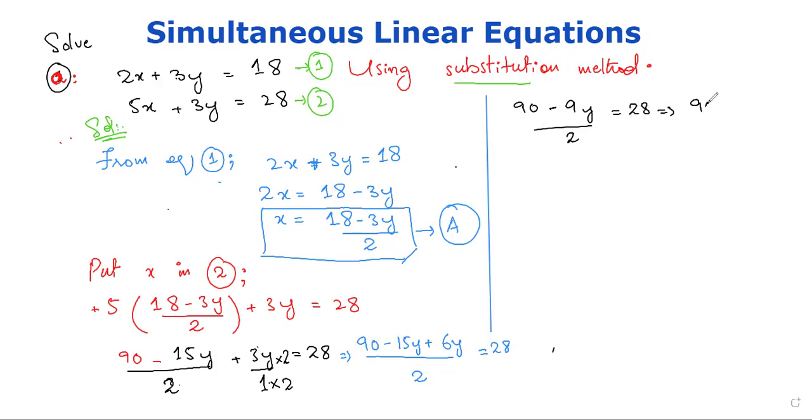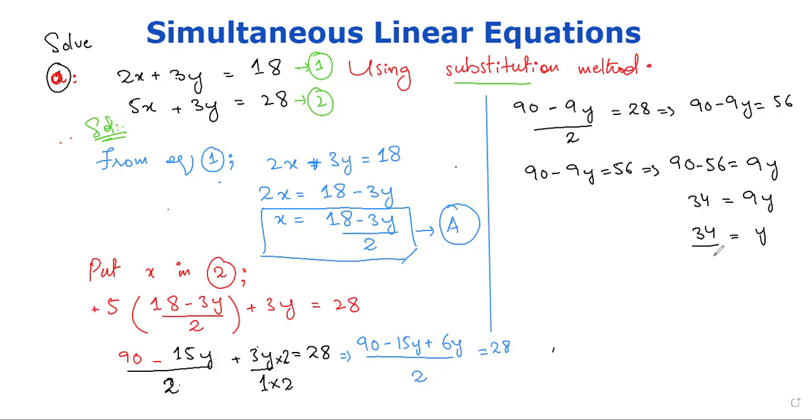It is going to be 90 minus 9y. 28 multiplied by 2 is 56. So it would be 90 minus 9y equals 56. On the right side there is this 56. On the left side it will become minus 56. On the left side it is minus 9y, and on the right side it will become 9y. 90 minus 56 is 34, which equals 9y, and y equals 34 divided by 9. So this one is the value of y.